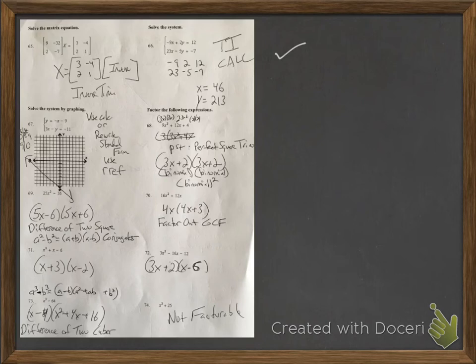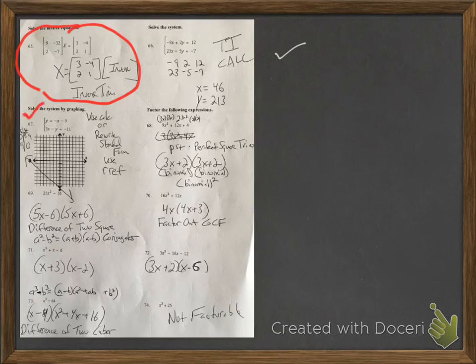65 through 74, we have a matrix equation. This is one that I'm going to have to work in class with you. We'll use the calculator to do that, but it's a little bit more in depth, so we'll practice several of those. Solved by graphing. Again, the graph isn't the easiest to read, so this is another one that we'll be sure to do in class together.